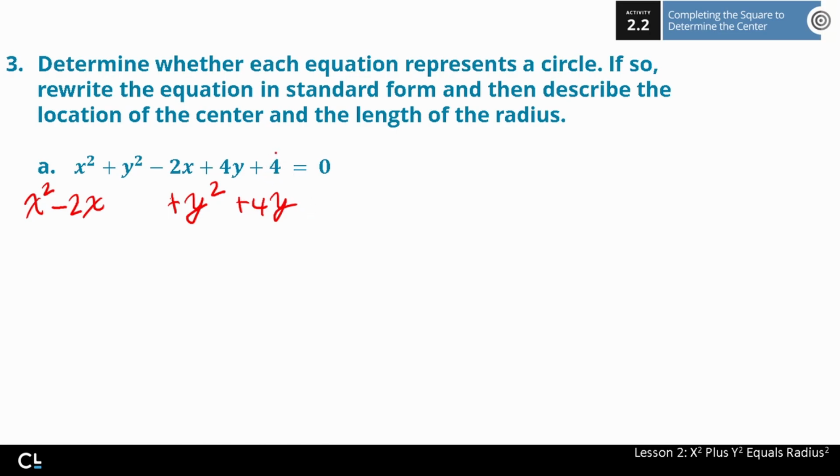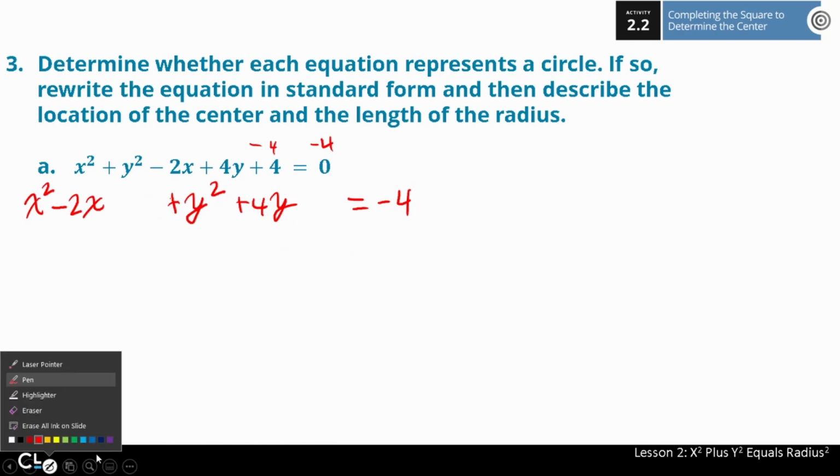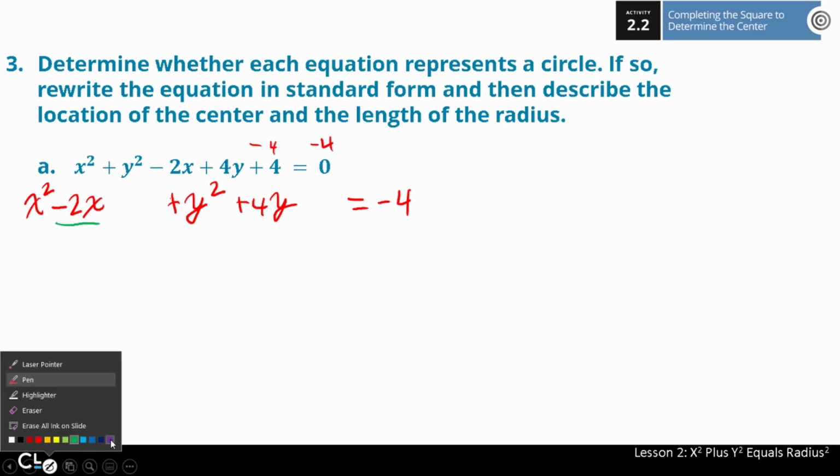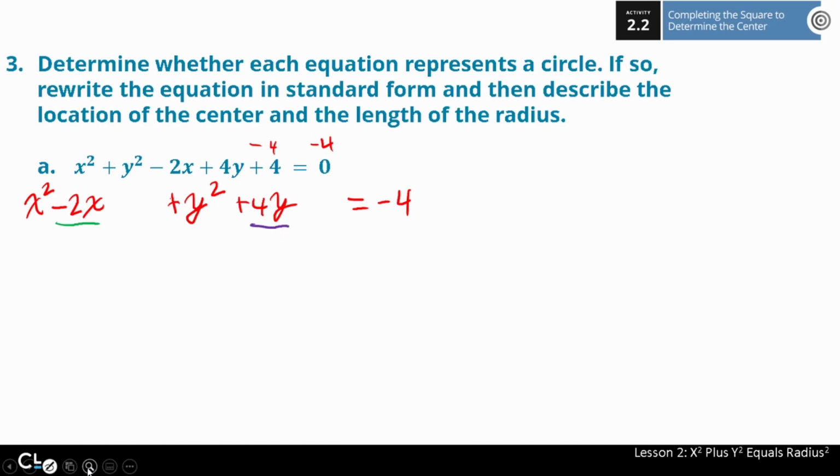But we need to get this 4 over. We subtract 4 on both sides. We leave our gap here and we get equals a -4. So that's our reorganization step. Now we need to fill in these gaps. Once again, I'm going to assign colors to kind of organize things. My x's will be green. And my y's will be purple again.